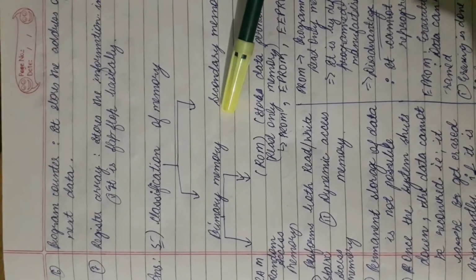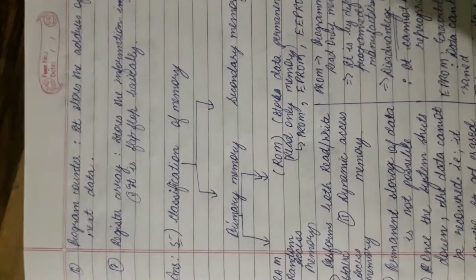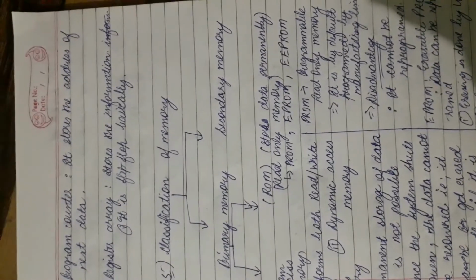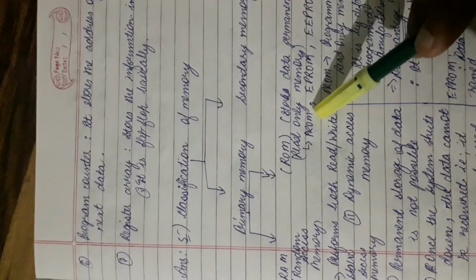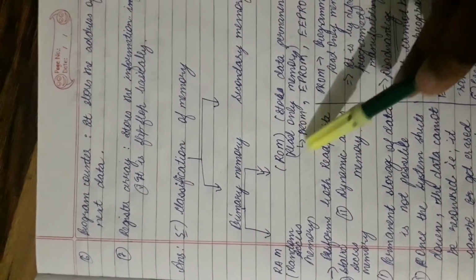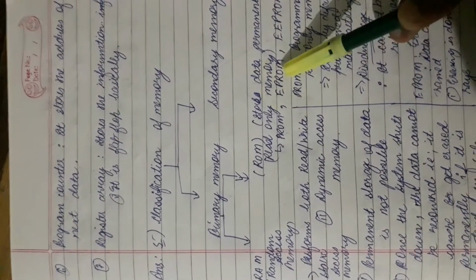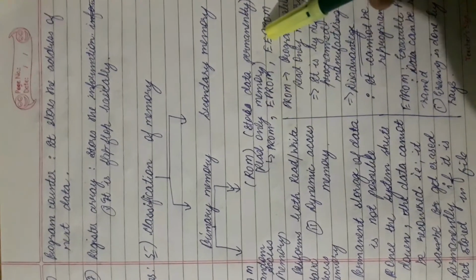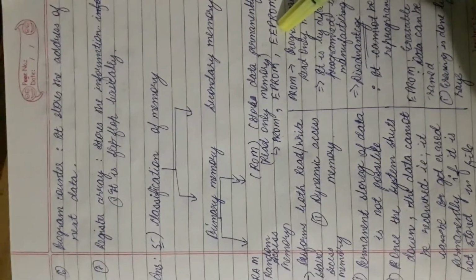Read-only memory is very advantageous in that it retains its data even when the power is gone. It is of the types ROM, PROM, EPROM and EEPROM. PROM's full form is programmable read-only memory, then erasable programmable read-only memory, and electrically erasable programmable read-only memory.